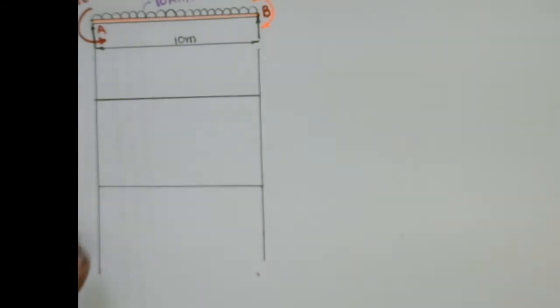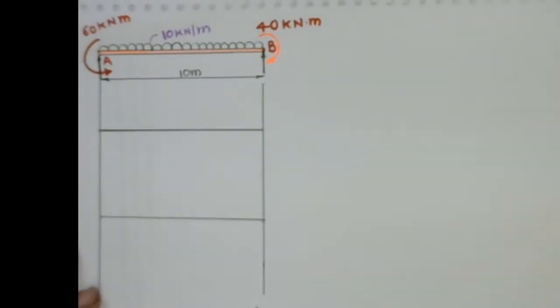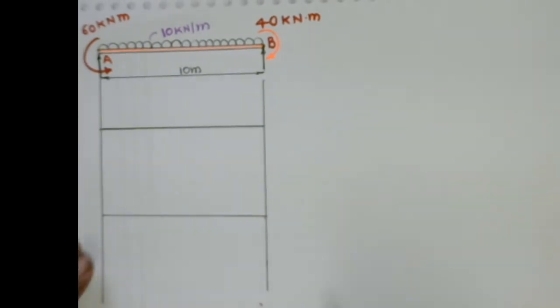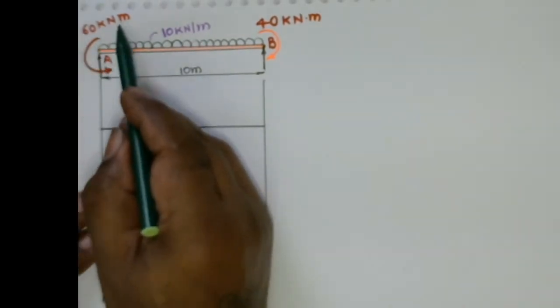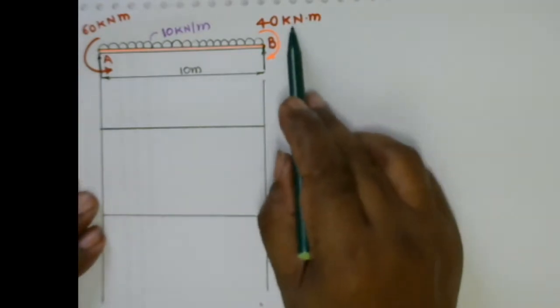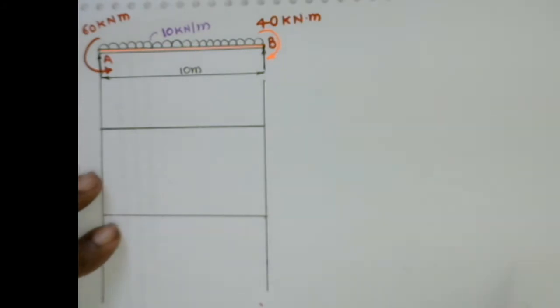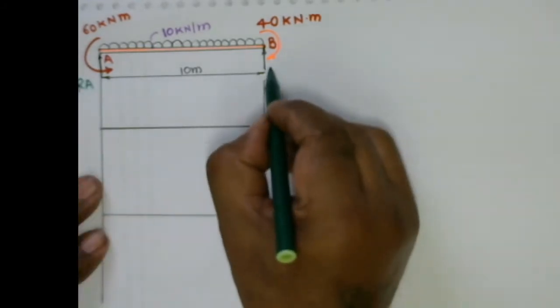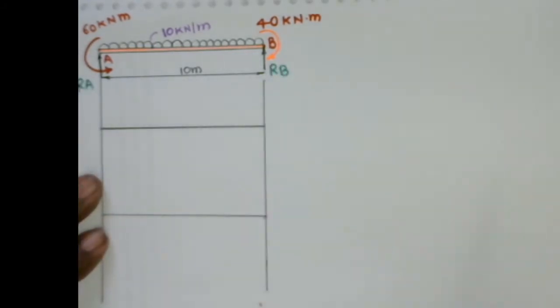Now let's move to the next numerical. In this numerical, UDL as well as moments are acting. A moment of 60 kilonewton meter is acting in the anti-clockwise direction, whereas 40 kilonewton meter is acting in the clockwise direction. Here reactions RA and RB are the support reactions, and the span is 10 meter.